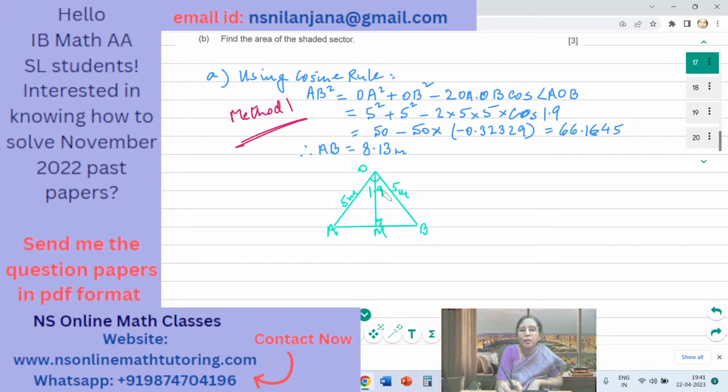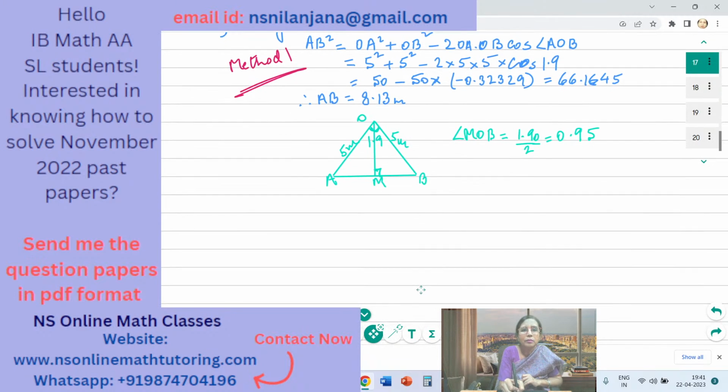And this perpendicular will not only be bisecting this base AB, but will also be bisecting the apex angle, the angle AOB. So angle MOB is equal to 1.9 over 2. Okay? Angle MOB is equal to 1.9 over 2, which, if I write this as 1.90, will be equal to 0.95. Okay? Of course, in radians.